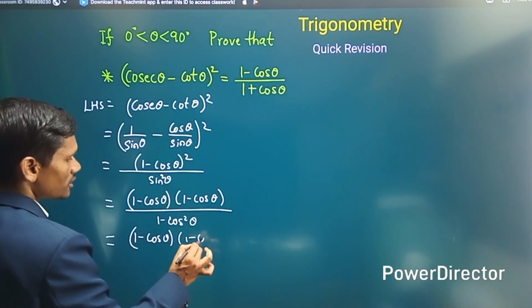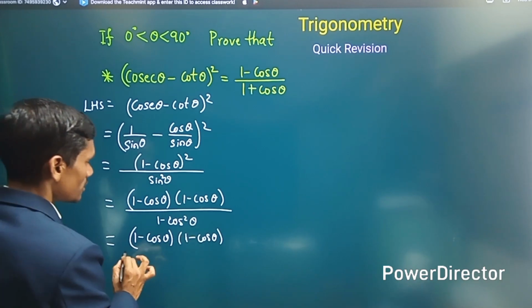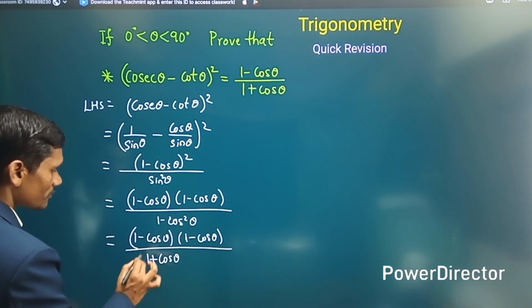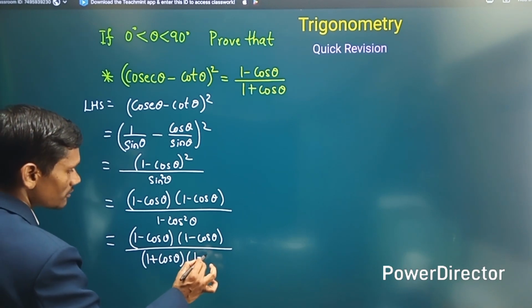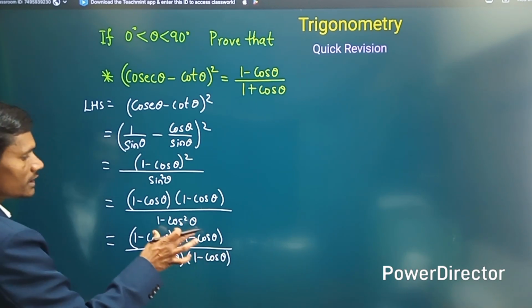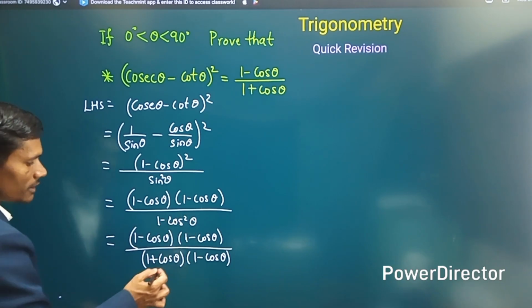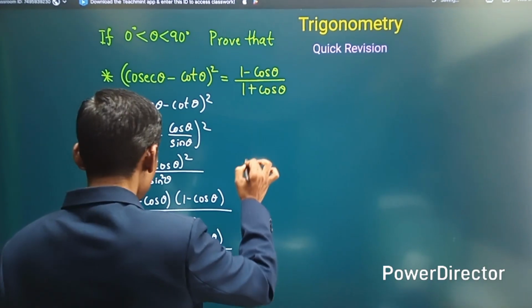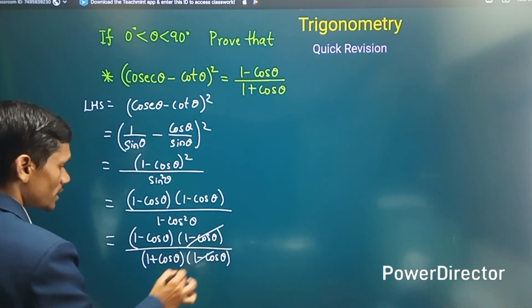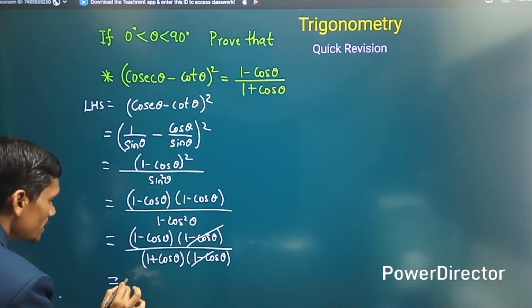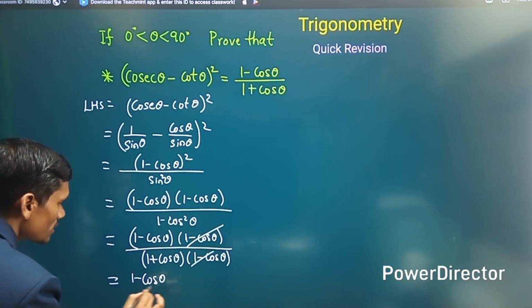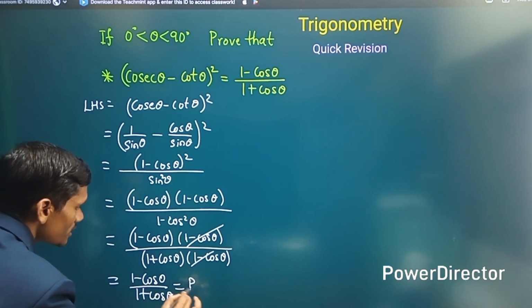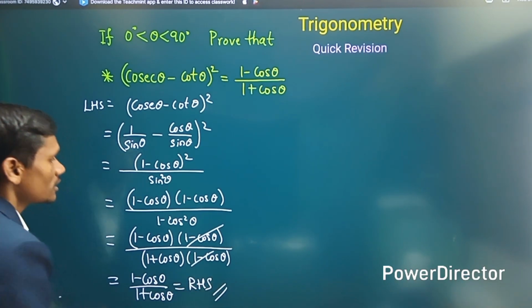Next, coming to here, 1 minus cos square theta can be written as 1 plus cos theta into 1 minus cos theta. The reason is, this is a square minus b square, and it can be split as a plus b into a minus b. Next, the 1 minus cos theta in the numerator and denominator get cancelled. What remains finally? 1 minus cos theta divided by 1 plus cos theta. Hence RHS is proved.